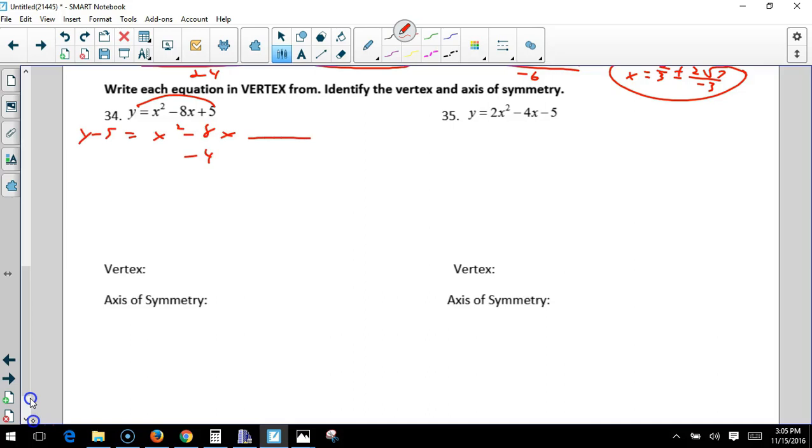Minus 4, do our trick, square it, add 16. We do that to both sides. What it gives me is y plus 11 equals x minus 4 squared.